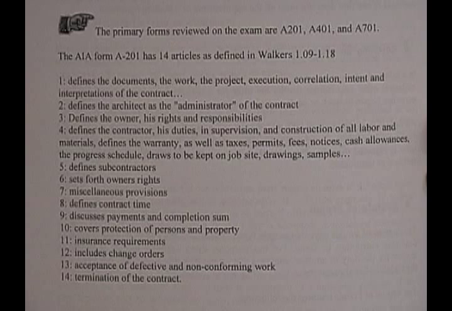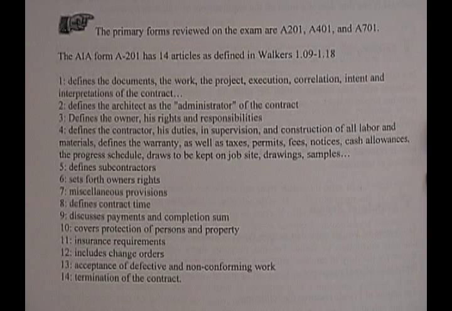Section 13, acceptance of defective and non-conforming work. What if something happens and it's not according to the specifications? Well, that's what Section 13 says. How do we deal with defective work and how do we deal with non-conforming work? Section 14 is termination of the contract. If something goes wrong with either party, what are the rules we play under in order to terminate this contract? Okay, and so that's the basic overview of AIA 201.